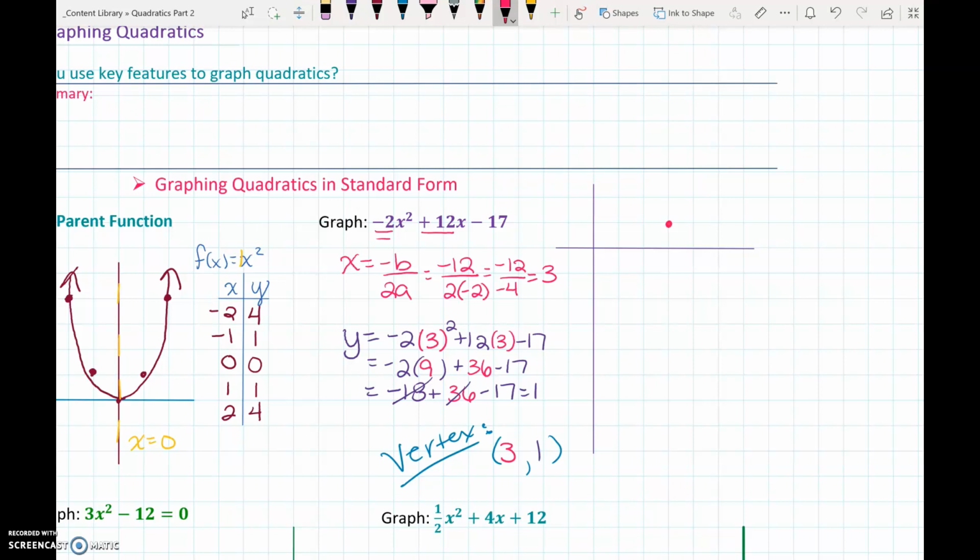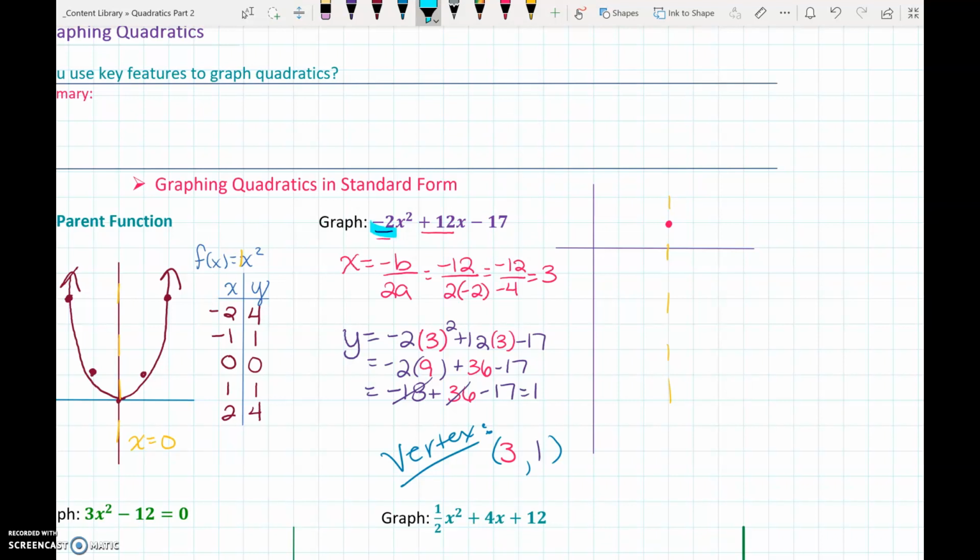So again, what cuts through our vertex? Our nice little axis of symmetry. And I'm going to use that. So if I can find a couple points on one side of the graph, I can reflect them across my line of symmetry to get my other half. And that's what we're really going to do.